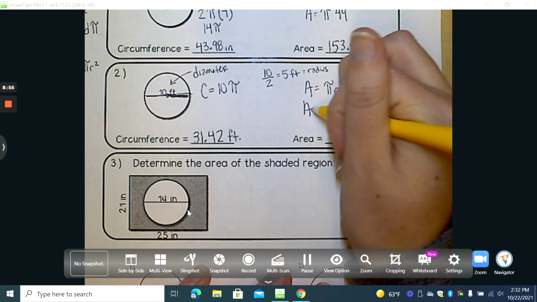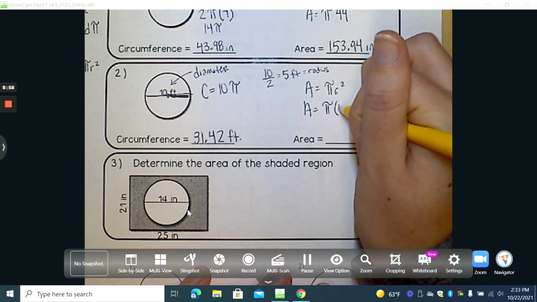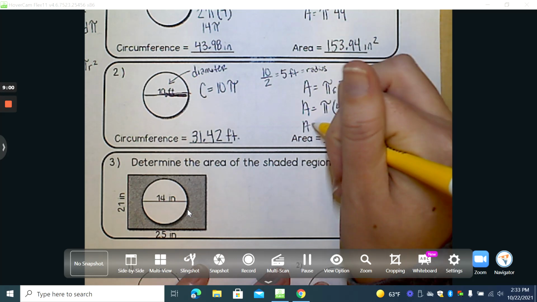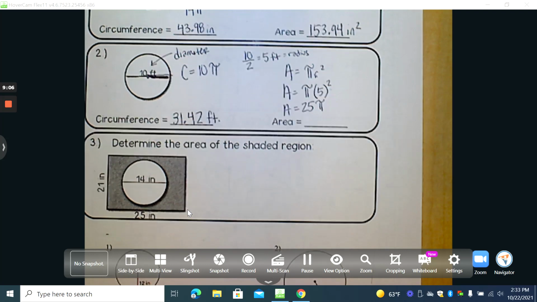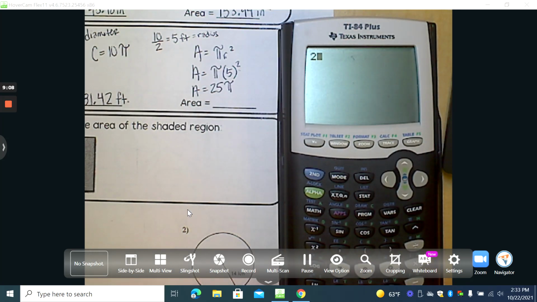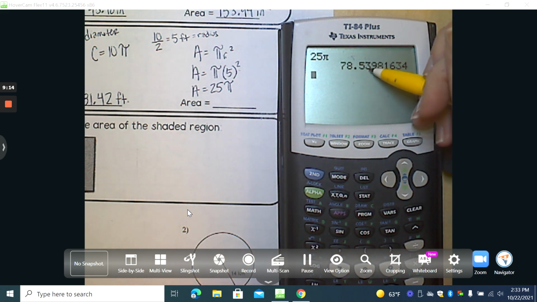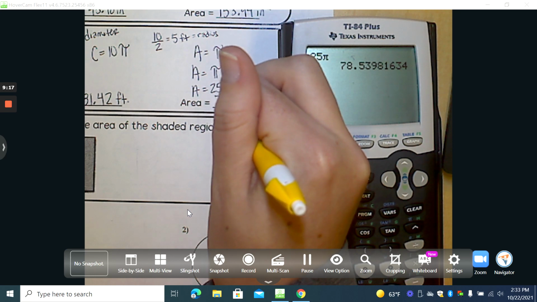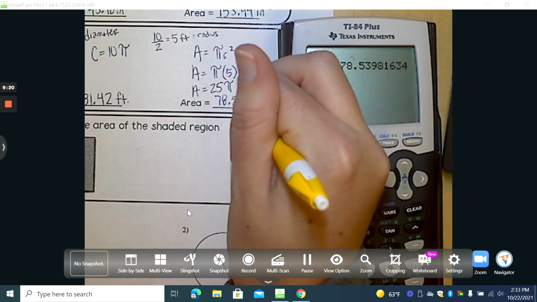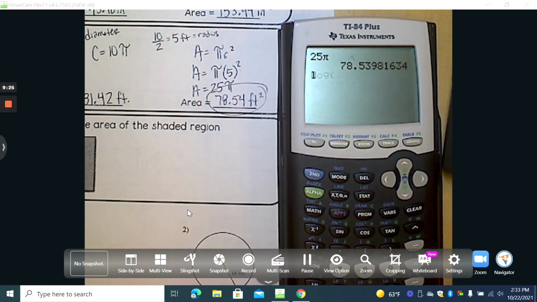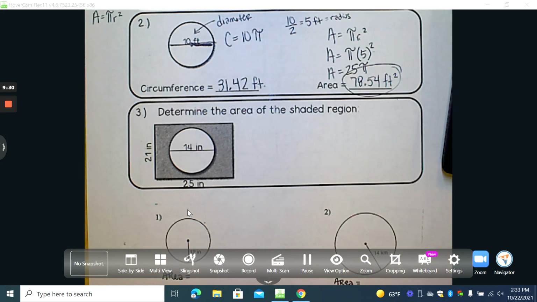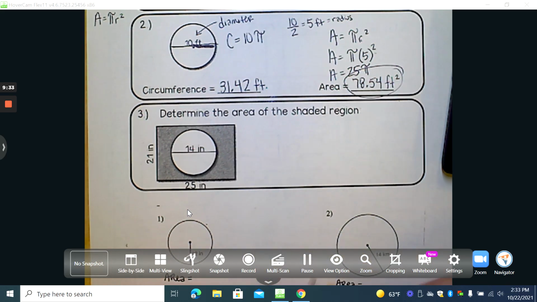And so my area is actually going to be pi times 5 squared, or in other words, 5 times 5 is 25. So my area is actually 25 pi. So 25 times pi is 78.53, but I'm going to round that up, so I'm going to have 78.54 feet squared.